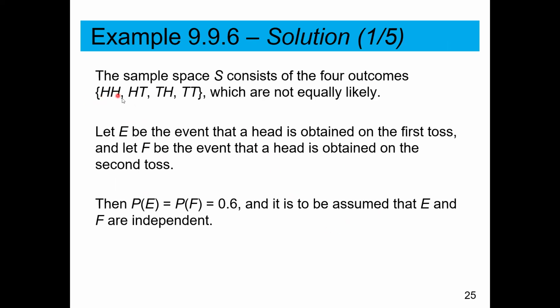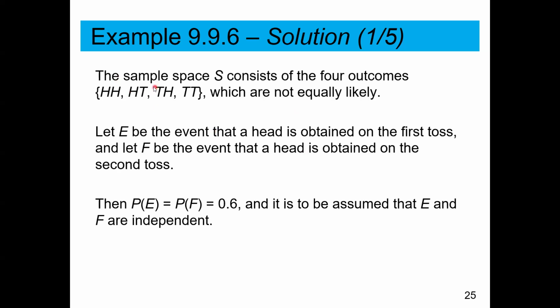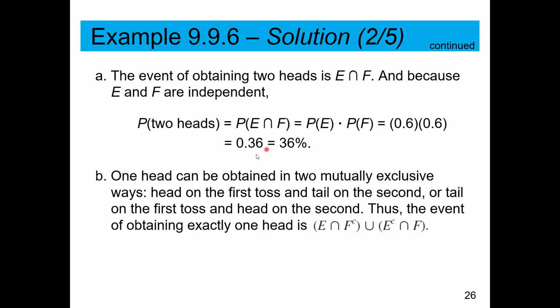So the probability of obtaining two heads. Well, we have four options: heads-heads, heads-tails, tails-heads, tails-tails. These are not equally likely, by the way, because each toss is completely independent. So we have to look at each situation. If E is the event that heads is first, and F is the event that tails is on the second toss, the probability of E and F is 0.6 times 0.4, because we're assuming they're independent of each other. So you get the probability of that to be 0.24.